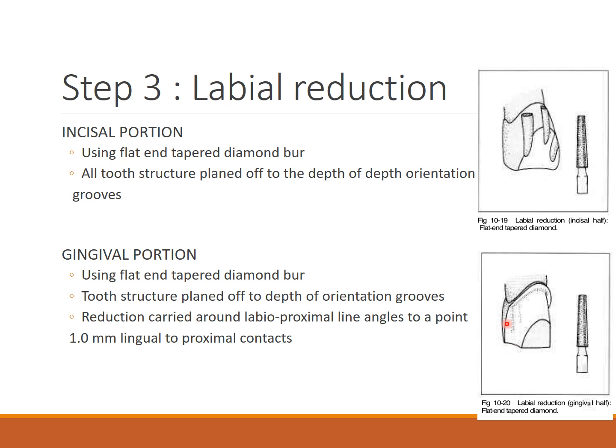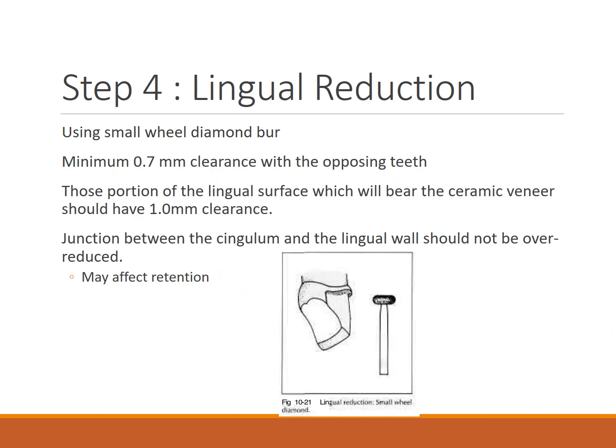Okay, so a little bit should be left because we are going to do a proximal preparation later, guys. Coming to the lingual reduction, you can see the lingual reduction going on. You can use a small wheel diamond burr, and the 0.7 clearance should be there with the opposing, compared to the 1 clearance usually with the ceramic veneer. Of course it can be varied from case to case, and it can be judged in the patient's mouth properly. If you feel a little more reduction is required, we can do it for sure.